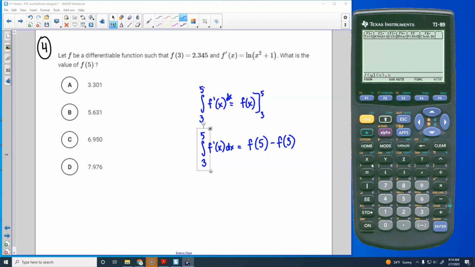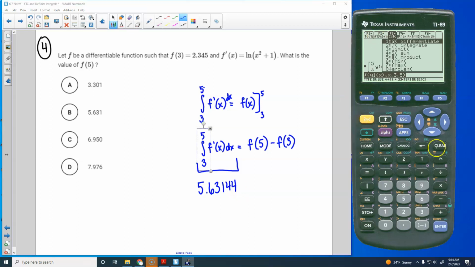And then you can enter your limits of integration here. We're going to put comma 3, comma 5. And I'm going to hit the green button before I hit enter, because I would rather have a decimal here. So the calculator will tell me what I get there, 5.63144. So this value right here, using the calculator, is 5.63144.